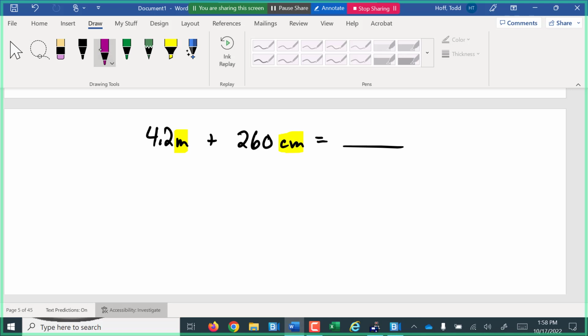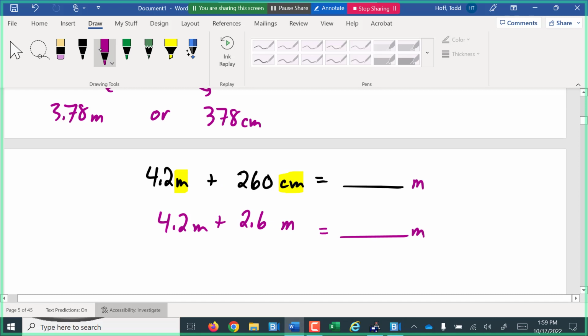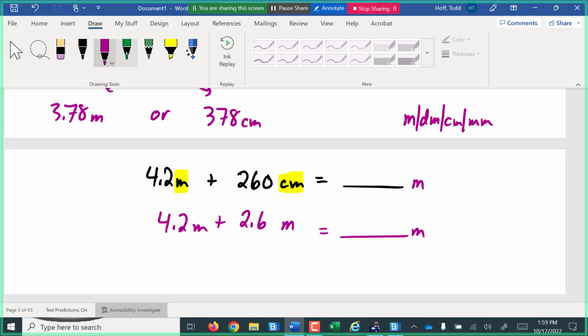I either need to change this into centimeters or change this into meters. Well, how do I know which? Well, we look at what we want our answer to be. If we wanted our answer to be meters, well, then the 4.2 meters is going to stay meters. The 260 centimeters is going to become how many meters? 2.6, right? Remember, the chart is meters, decimeters, centimeters, and millimeters. So to get from centimeters to meters, we go 2 spots to the left.